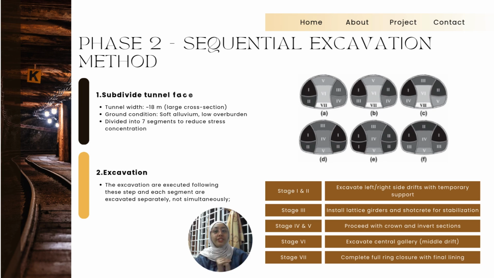For phase 2, which is sequential excavation method, firstly they subdivide the tunnel face. As you can see in the image here, some of them have 5 segments and some of them have 7 segments. 7 segments are used to reduce the stress concentration. So they will start to excavate each segment separately and step by step until complete full ring closure with final lining.